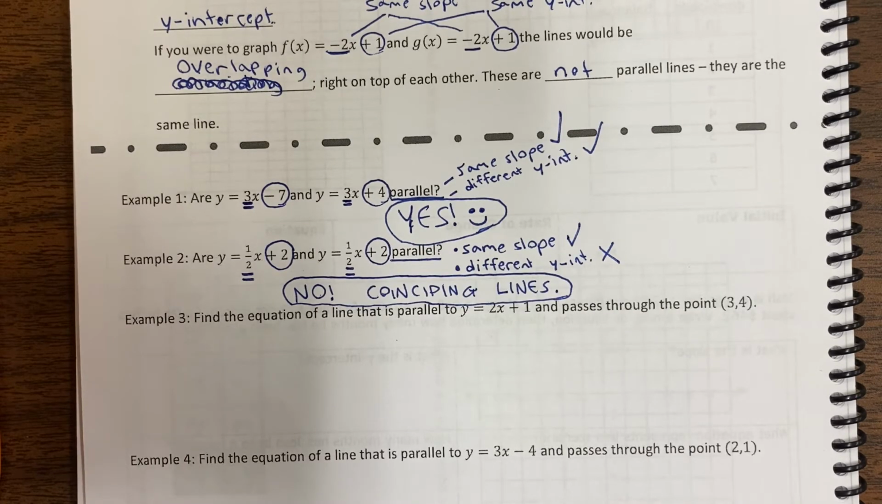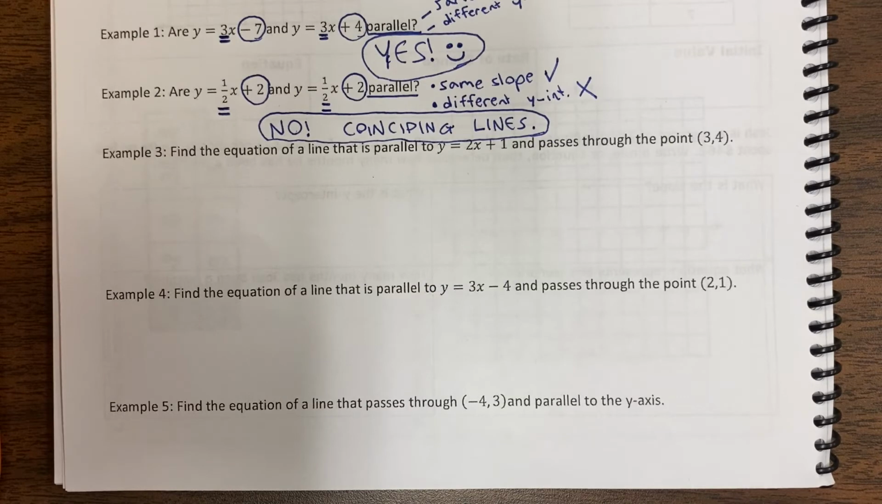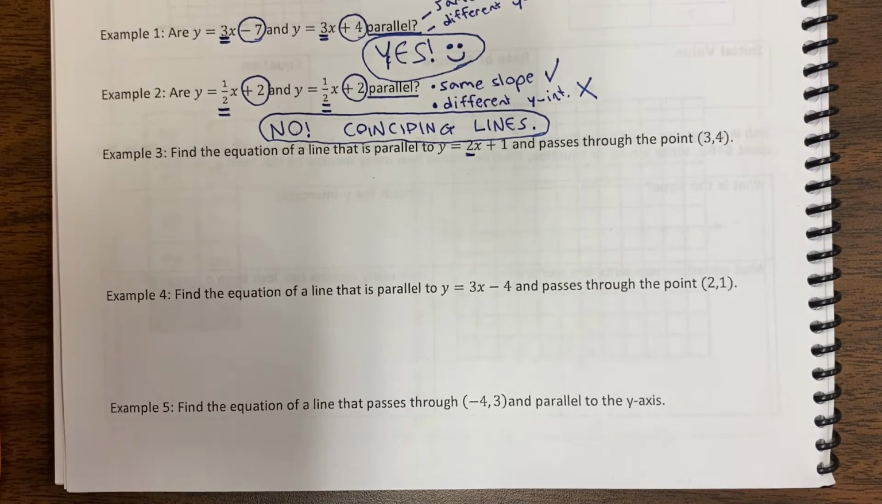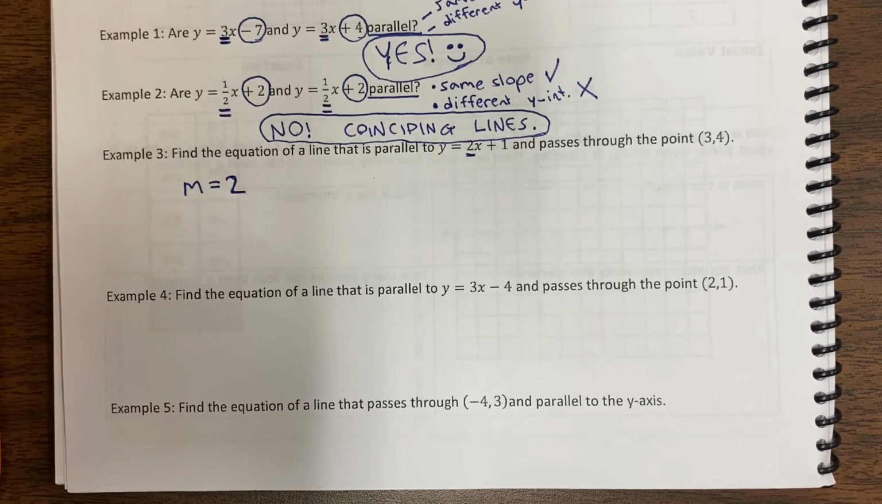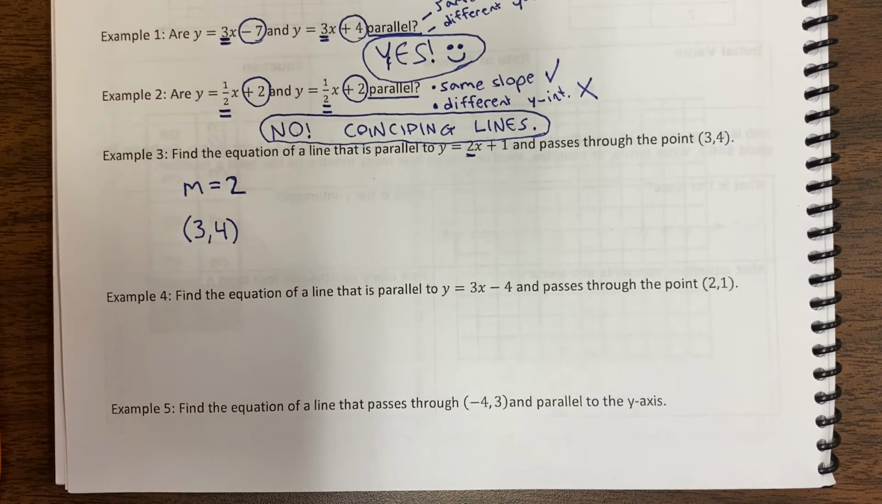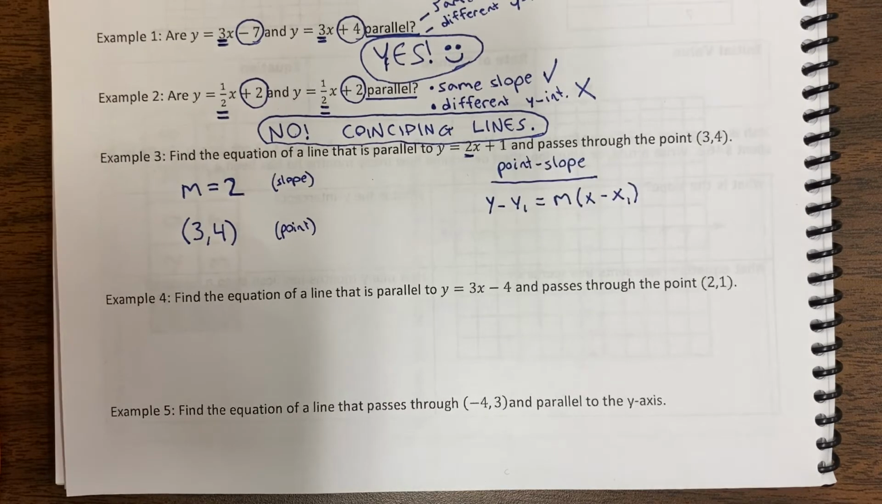Let's look at the third example. Example 3 wants us to find the equation of a line that is parallel to y equals 2x plus 1 and it passes through the point 3, 4. Because it's parallel, that means it's going to have the same slope. So my line is going to have a slope of m equals 2. And I know its initial point is going to be 3, 4. Since they gave me a slope and a point, I can write an equation in point-slope form.